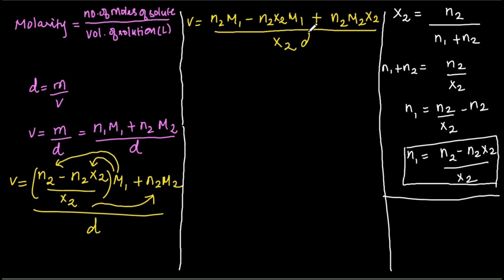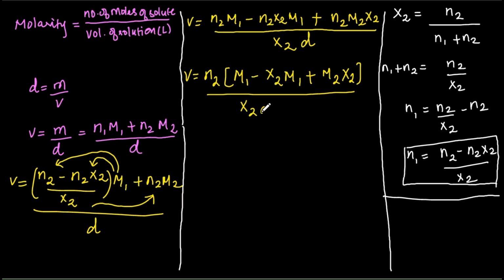So let us write that here. So the denominator is x2D. Now if you see the numerator, in numerator there is one common term. Yes, it is N2. N2 is present in all the three terms. So volume is equal to N2 into M1 minus x2 M1 plus M2 x2. So everything is divided by x2D. So this is the formula of volume we are going to substitute in the formula of molarity.